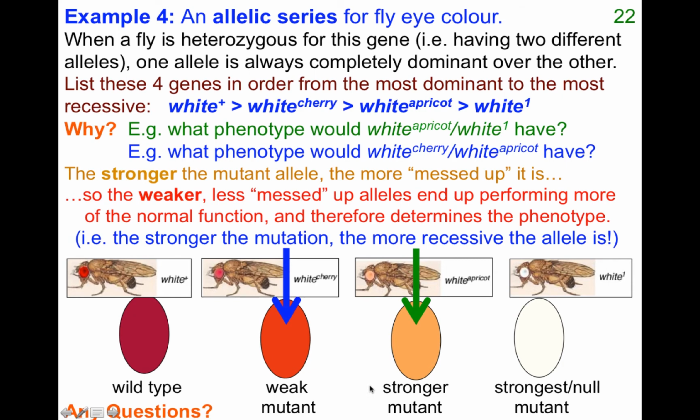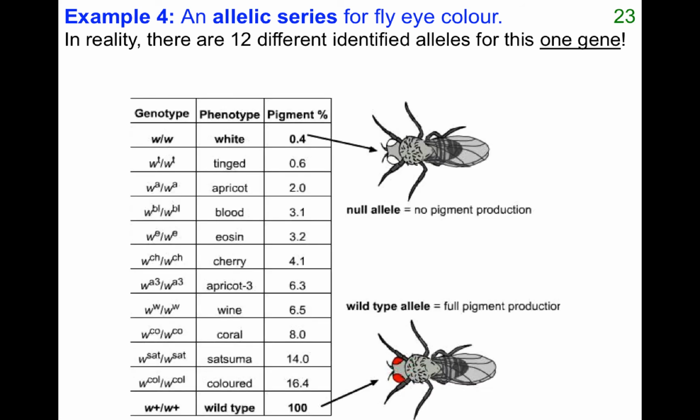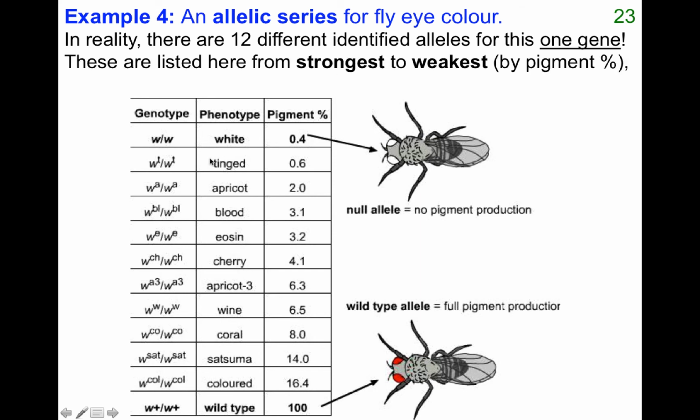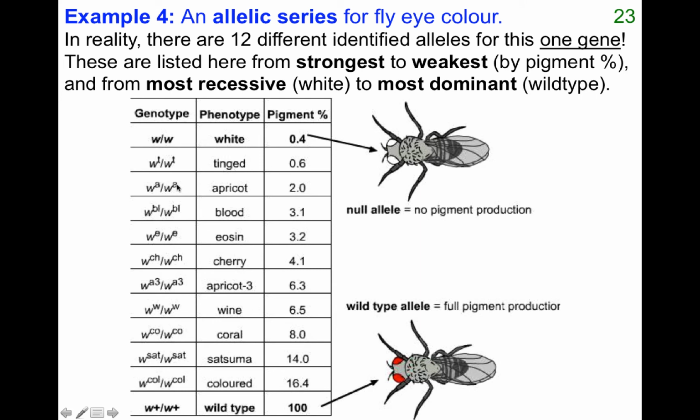Okay, so moving on. In reality, we looked at 4 different alleles, but there are actually 12 different alleles that we've identified for just this one gene. Here they are listed from the strongest mutation, the null one, the white one, all the way to the weakest, which is actually wild type, the normal one. You can list them based on the amount of pigment that gets produced, and it also happens to be listed from the most recessive, the strongest mutation, to the most dominant, which is the wild type. So this is another example of an allelic series, listed in order from dominant to recessive, or strongest mutant to weakest mutant.